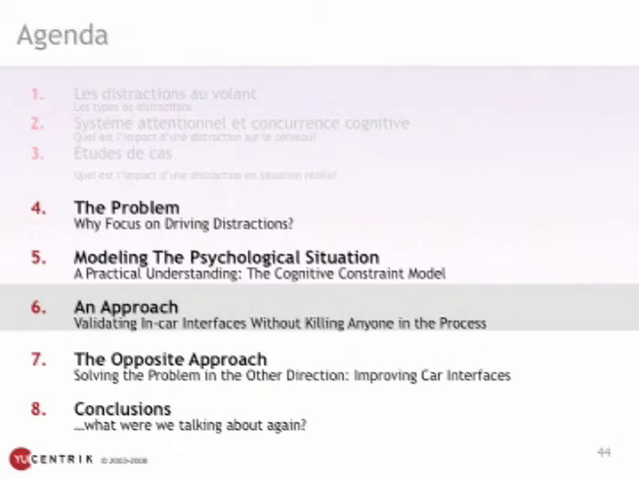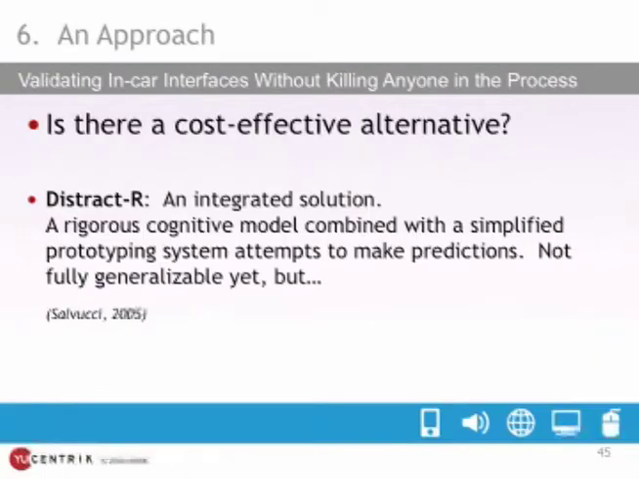What is the approach? And there is a cost-effective alternative. Okay, so again, it's getting late, so I'm going to save the intense detail. But in cognitive science, there's a system called ACT-R, okay? And the way it works is it's a cognitive model in a similar way, but it is designed like the human brain.